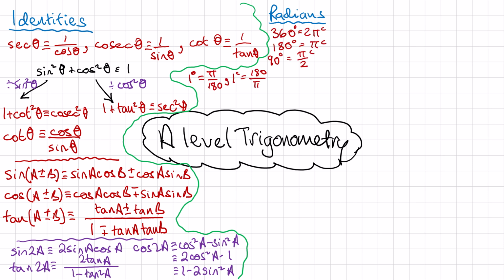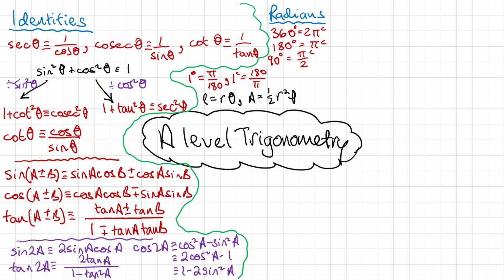So here 360 degrees, a full turn, is 2 pi radians, a little c here just indicating that we're using radians. If we halve both sides of that, we get 180 degrees is pi radians, 90 degrees is pi over 2, and we can get other angles as well. So for example, 45 degrees is pi over 4, 60 degrees is pi over 3, and 30 degrees is pi over 6. So it's useful to remember things like that. 1 degree is equal to pi over 180, and 1 radian is equal to 180 over pi.